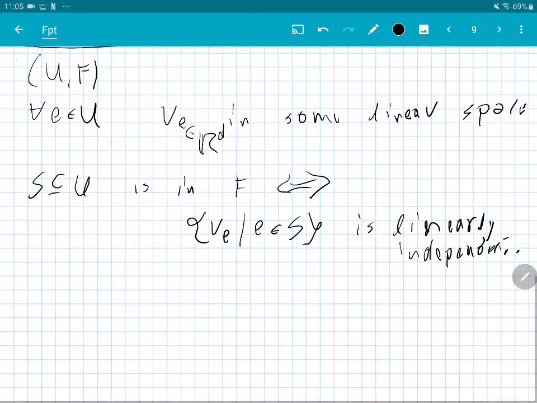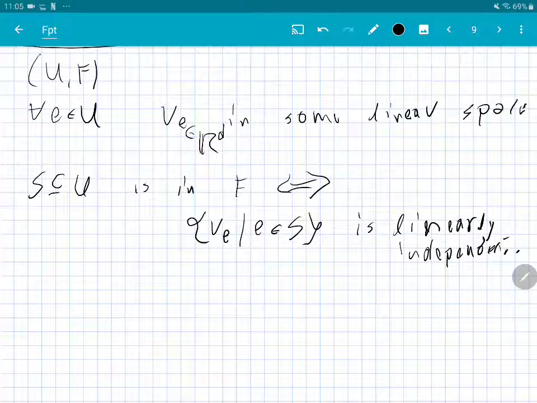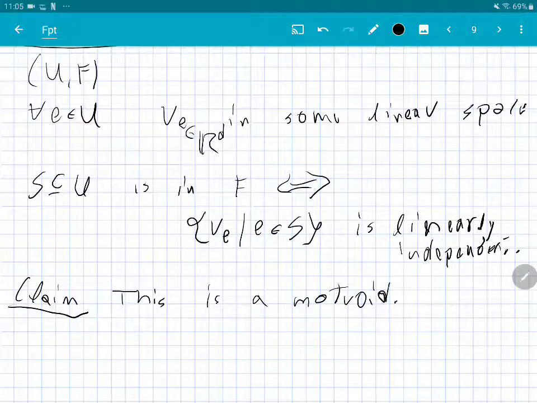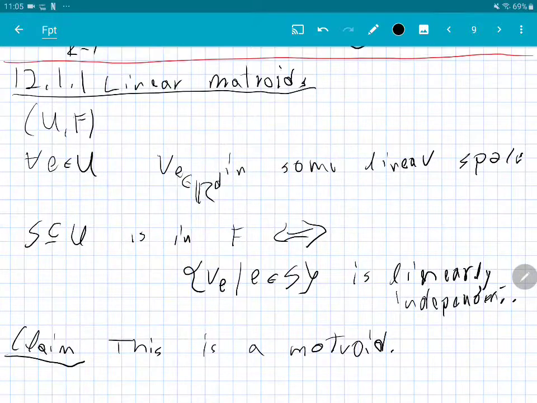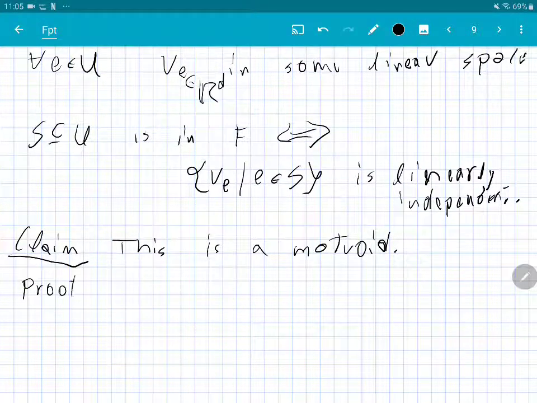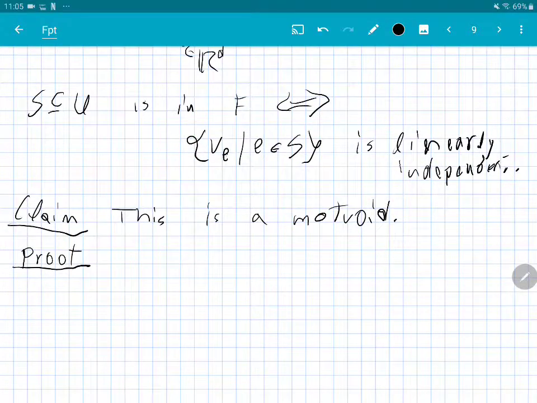Okay, so we need to first convince ourselves that this is indeed a matroid. Claim: this is a matroid. The empty set is of course independent, so there is no problem; no vectors is a linearly independent set of vectors. The second property we need is hereditary: if a set of vectors is independent, then a subset is independent, so that's easy. The harder property that requires some thinking is the exchange property, but it is not very difficult.